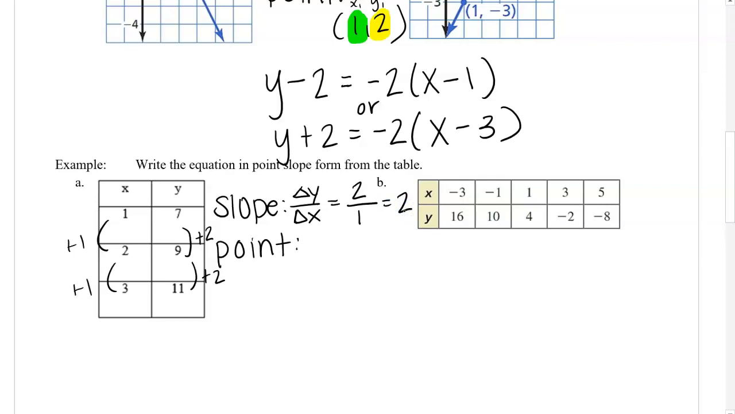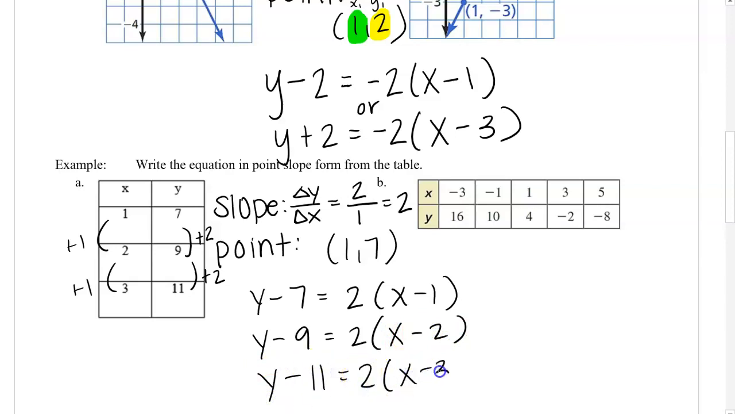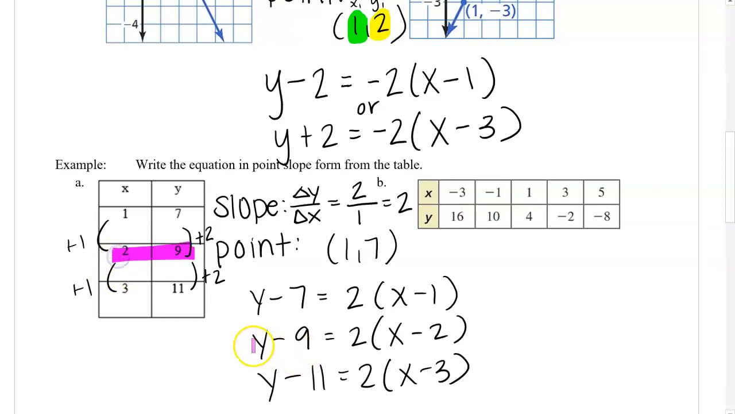And then again, when you have a table like this, you have 3 options for points that you want to use. I'm just going to pick the first one I see, 1, 7. And my equation would be y minus 7 equals 2 parentheses x minus 1. You could have also written y minus 9 equals 2 parentheses x minus 2. You could have also written y minus 11 equals 2 parentheses x minus 3. So notice for these other values, I'm just using the different points you see here. Like 2, 9 would produce this.